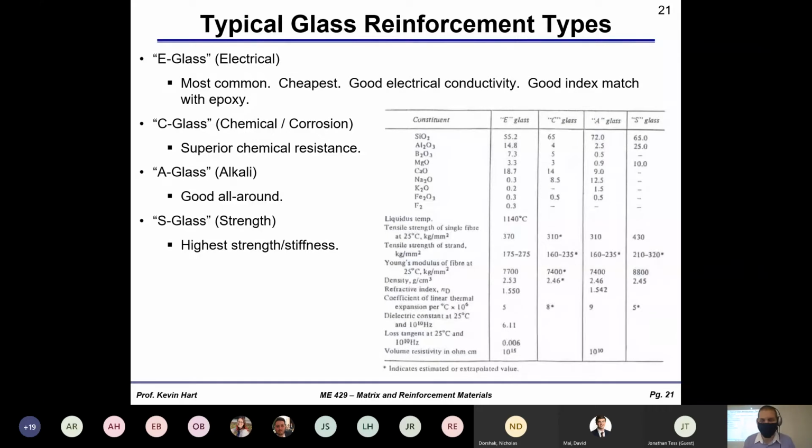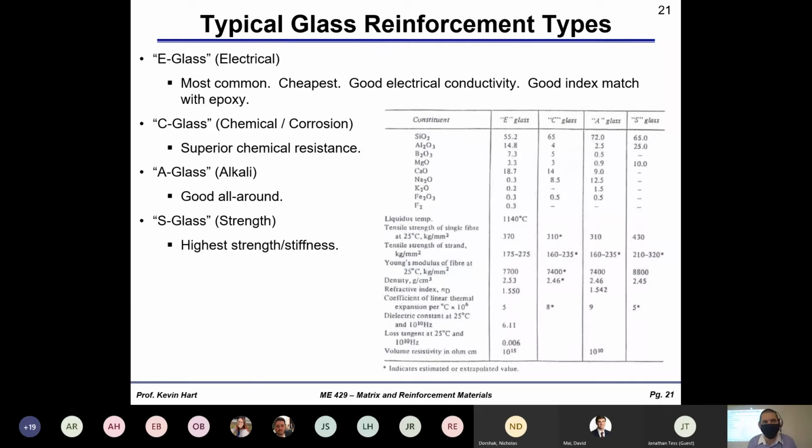All right, E-glass is by far the most common material used for glass reinforcement. It's the cheapest. You have good electrical conductivity, and generally E-glass has very good optical properties, meaning that if you use an epoxy matrix with E-glass fiber to make your composite, you're going to have very good index matching. I mean, you'll be able to see through that composite generally very well. Okay, it's a nice benefit of the E-glass material.